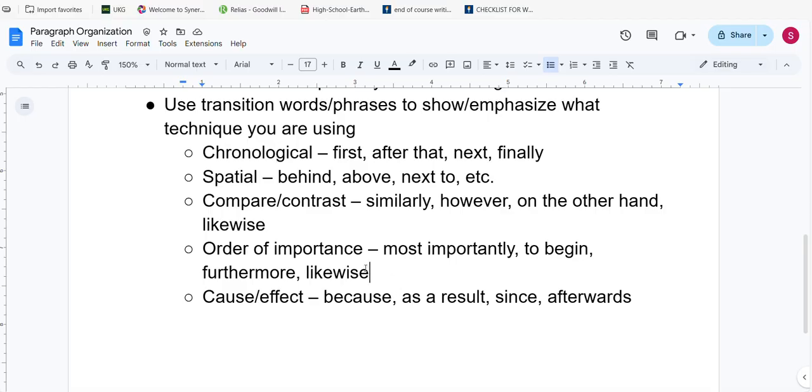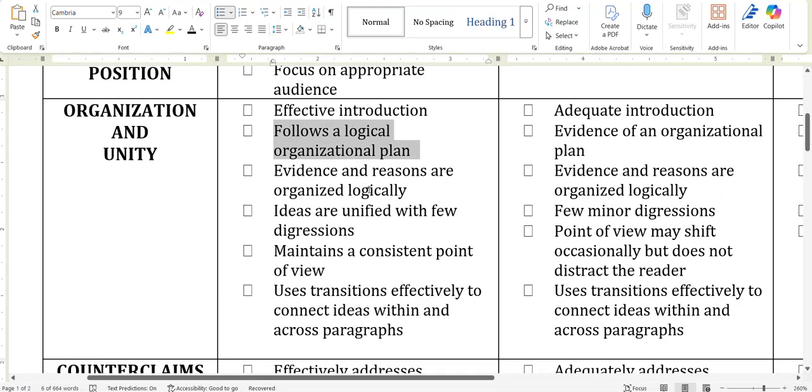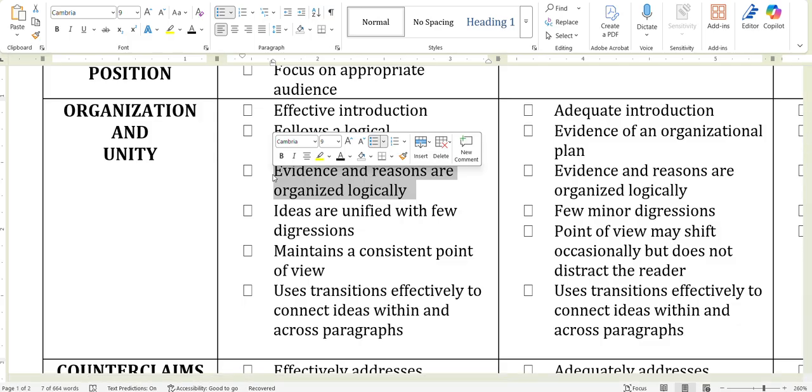So always pay attention to the transitions, but then in your own writing, throw them in there to show where you are switching ideas, how those ideas connect, because that is also one of these. Evidence and reasons are organized logically. So this is talking about the whole essay. This is talking about within a paragraph. So your whole essay is organized correctly, but then also your majors and minors are organized correctly. And the way that you help show that is transition words.